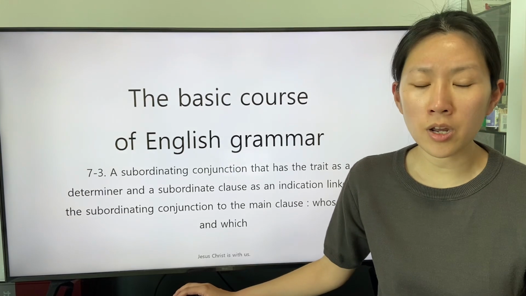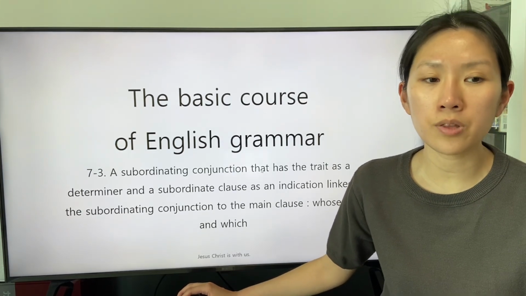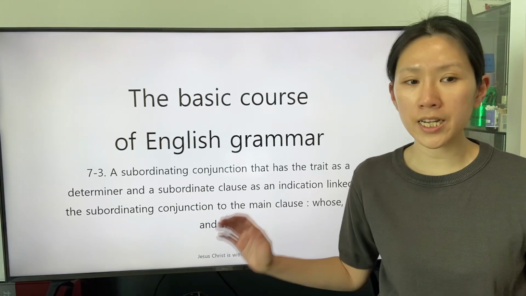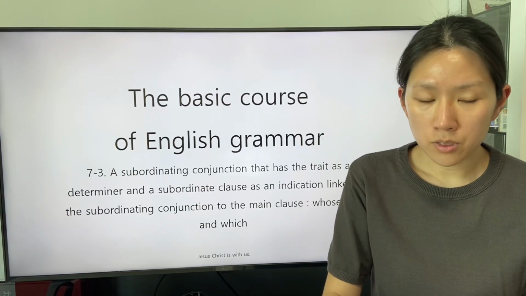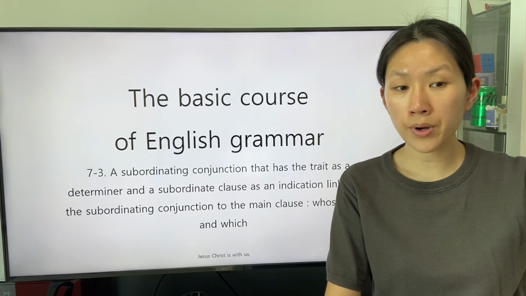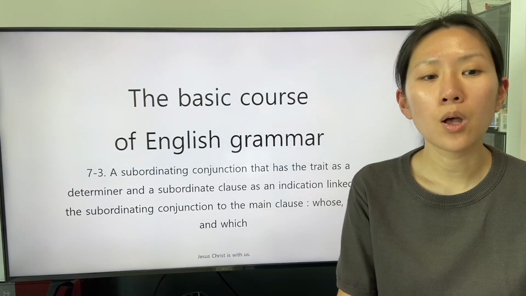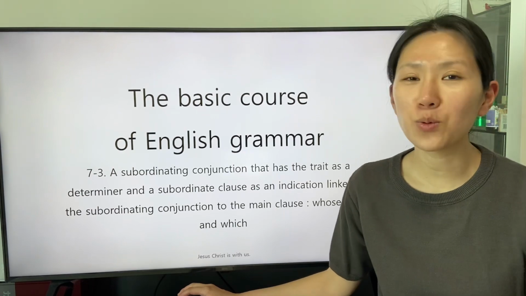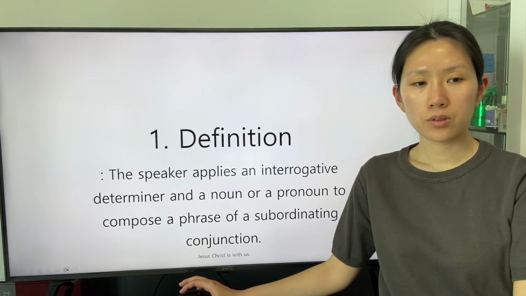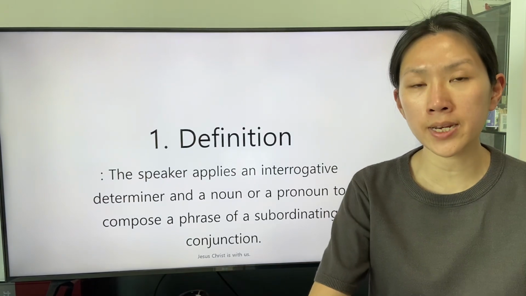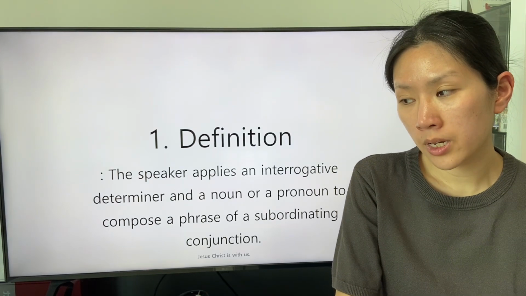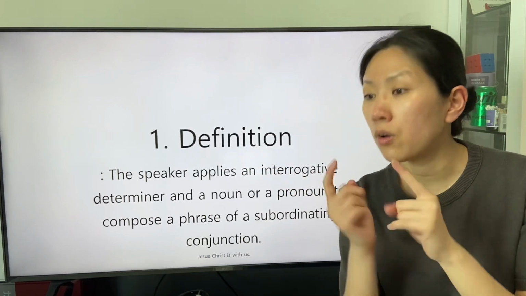Let's start to study about a subordinating conjunction that has the trait as a determiner and a subordinate clause as an indication, linked by the subordinating conjunction to the main clause. There are three determiners: whose, what, and which. The definition of the subordinating conjunction as a determiner in the phrase of a noun or a pronoun.